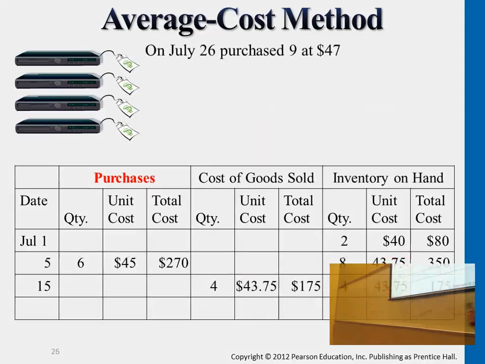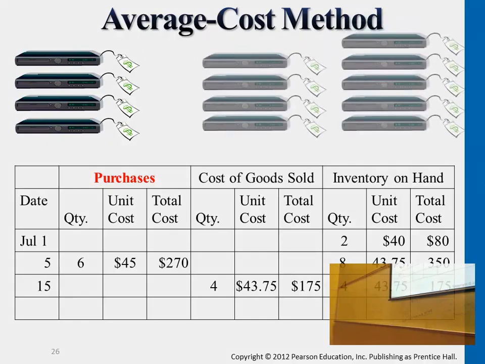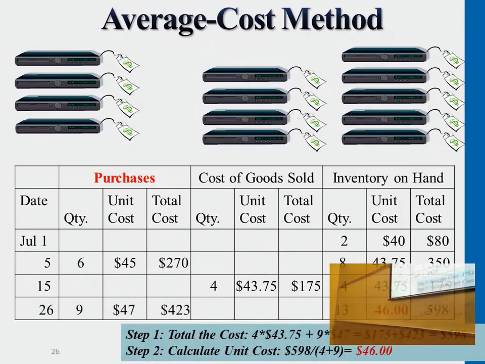What happens if there are new purchase transactions? If there are new purchase transactions, 9 at 47 units here, then whenever there are new purchases under the average cost method, you have to calculate a new red number, a new average cost for each product. So this 9 DVD sets, you include it in the left side purchase transaction column. And then we will use this total 423 plus ending inventory 175, total cost divided by total units, 13 units, to figure out a new average cost for each product.